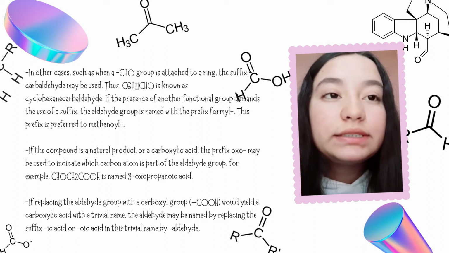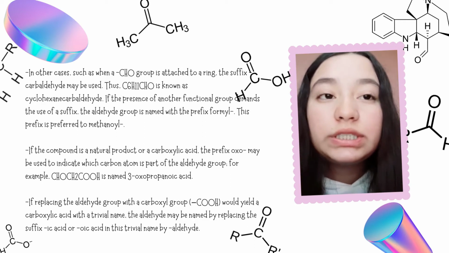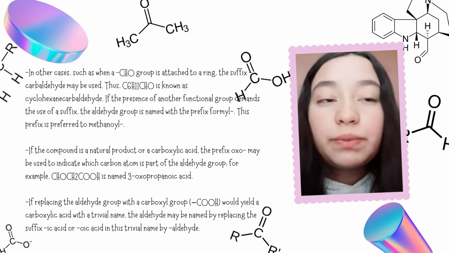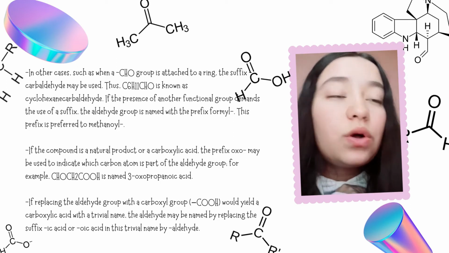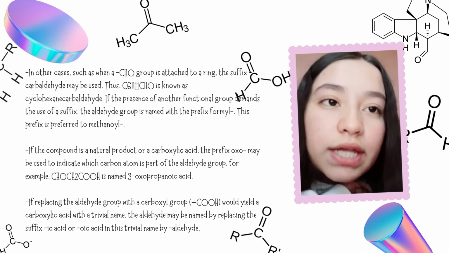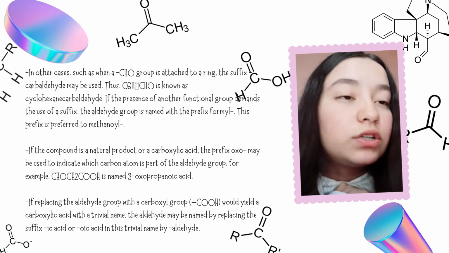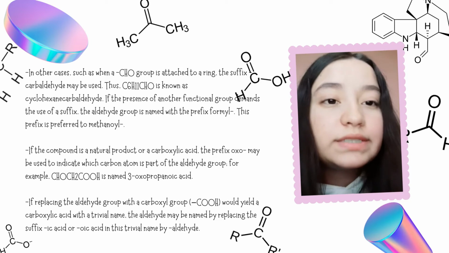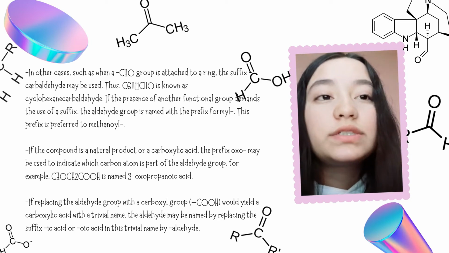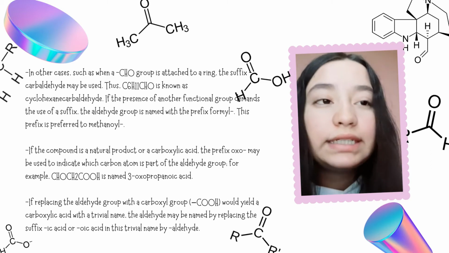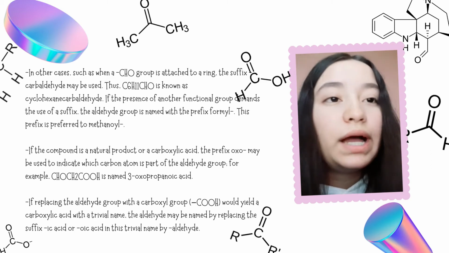For carboxylic acids, we'll use the prefix oxo, which indicates which carbon atom is part of the aldehyde group. For example, CHO, CH2, COOH, this one will be named as 3-oxopropanoic acid. If we replace the aldehyde group with the carboxylic acid, we'll be using the suffixes ic acid or oic acid.